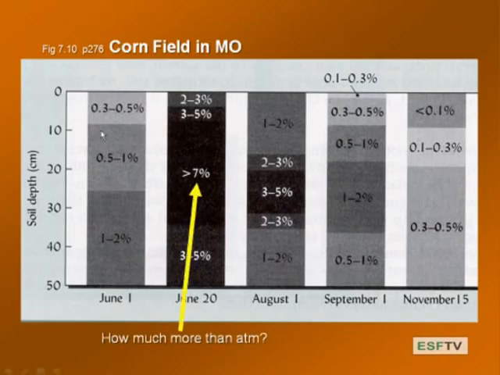Here's a question. 7% CO2. How much higher is that than atmospheric? How much more higher? A couple hundred times, right? 350 parts per million. Okay. Big change, big change.